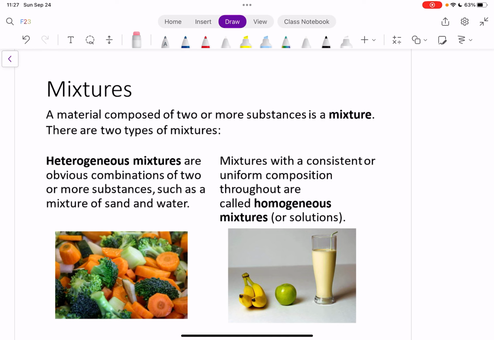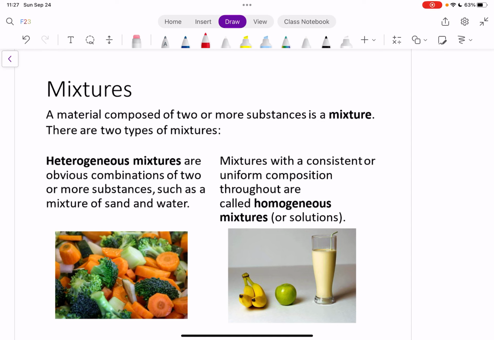So we take either an element and another element, or an element and a compound, or something like that, and we create a mixture. And we break those mixtures up into 2 categories. There's heterogeneous mixtures, where you can see all of the different parts of the mixture, right? And then homogeneous mixtures, which are the same composition throughout, where you can't really see the different parts of the mixtures.